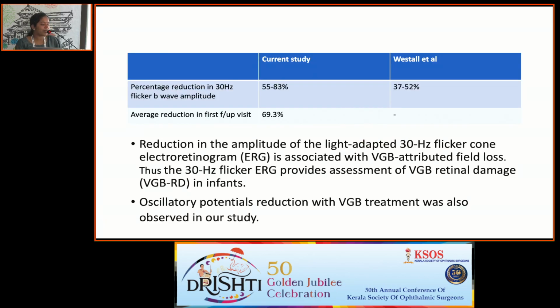Our study showed a percentage reduction ranging from 55 to 83% in B wave amplitude, which was 37 to 52% in Westall et al. Reduction in the amplitude of this light-adapted 30 Hz flicker cone electroretinogram is associated with vigabatrin-attributed field loss, so it provides an assessment of retinal damage. Oscillatory potential reduction with the vigabatrin treatment was also observed in our study.